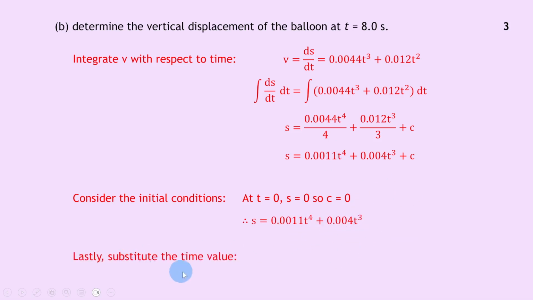And lastly, we need to substitute the time value of 8.0 seconds into this expression to find the displacement. So if we do that, we get s equals 0.0011 times 8.0 to the power of 4 plus 0.004 times 8.0 cubed. And if you put that into your calculator, you should get an answer of 6.6 meters.